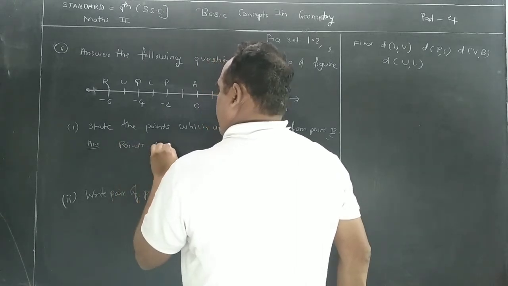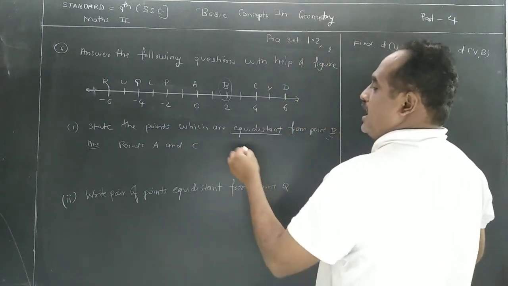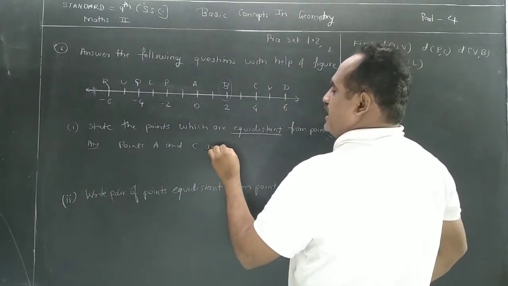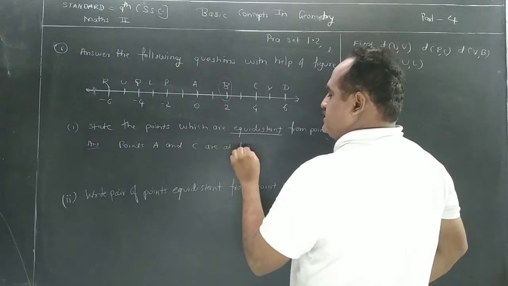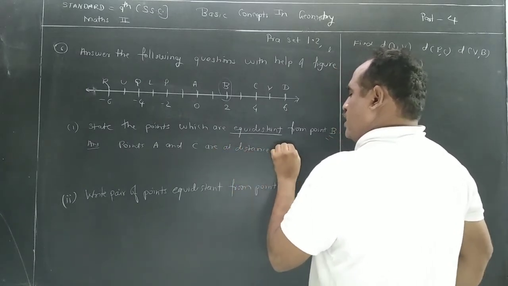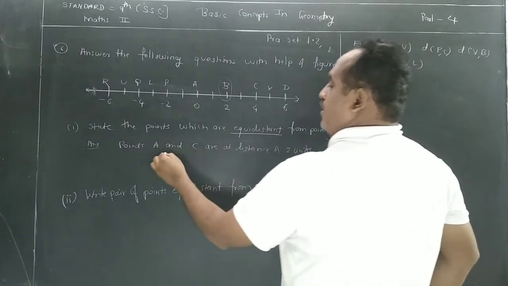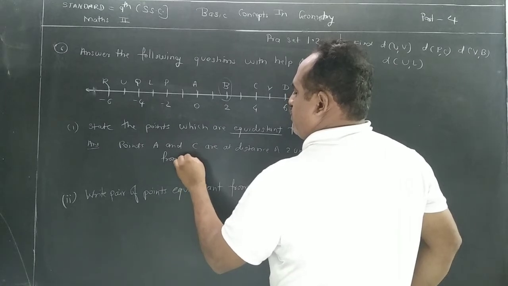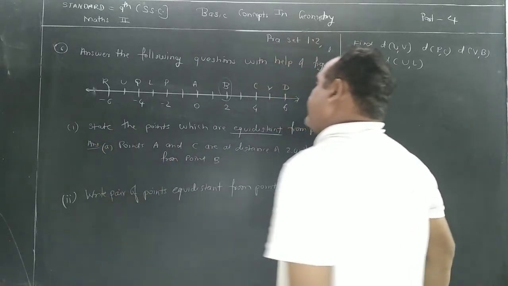Points A and C are at a distance of 2 units from point B is the first answer, right?